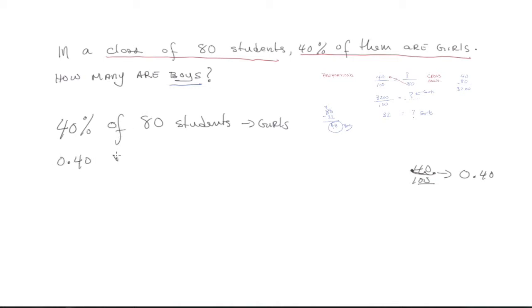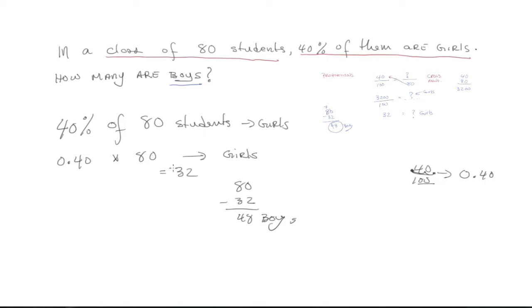The word of is multiplication. 80 is 80. So 0.40 times 80 students gives me how many girls there are. And if I multiply that on my calculator, this will give me 32, which is what we found before. So if we find that there are 32 girls, then we can take that away from the 80 students. 80 take away 32 girls, and that leaves us with 48 boys, which is what we found before.